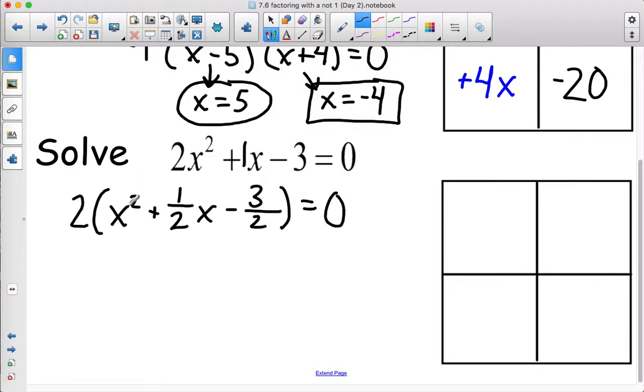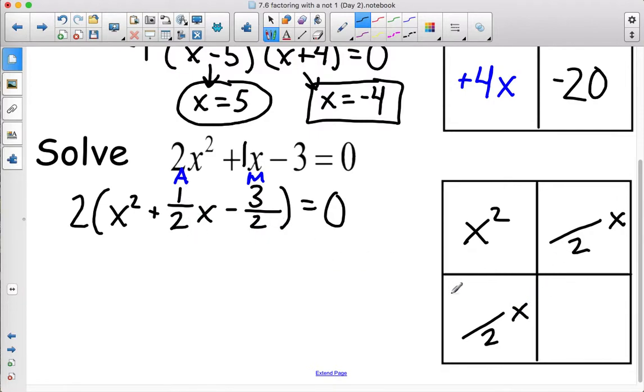If I start to write these things out now, and now I just need to work with the parentheses, I know I have x squared, and I know I need two numbers that are going to add up to be 1/2 and multiply to be 3/2. But as we talked about yesterday, let's put the halves in here first. I know I need to add up to be halves. I'm counting x's, so I'll put my x's here.